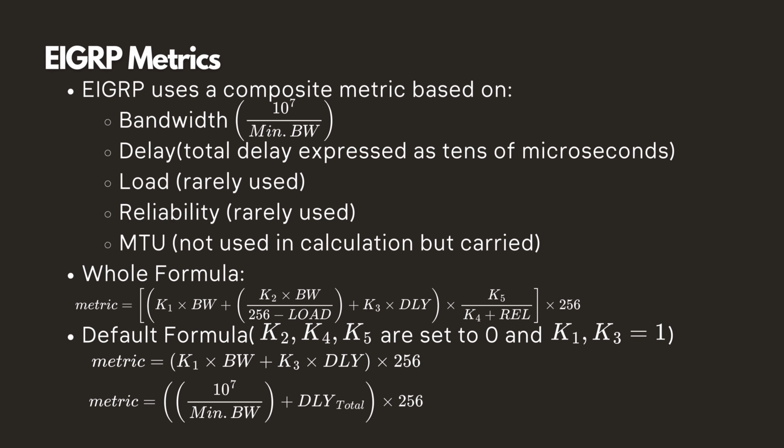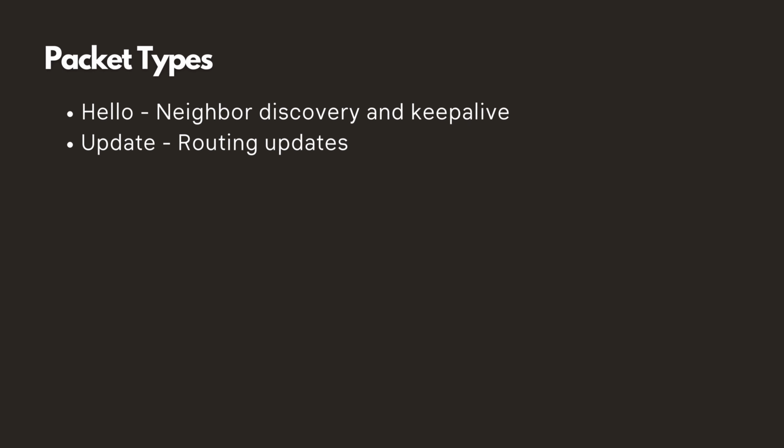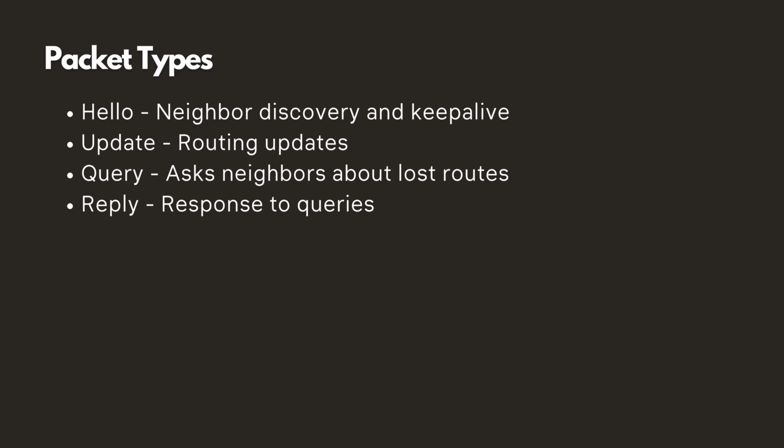Substituting the values, we have metric equals the sum of 10 raised to 7 over minimum bandwidth plus total delay, multiplied by 256. EIGRP packet types. We have hello for neighbor discovery and keepalive, update for routing updates, query to ask neighbors about lost routes, reply for response to queries, and ACK to acknowledge reliable packets.